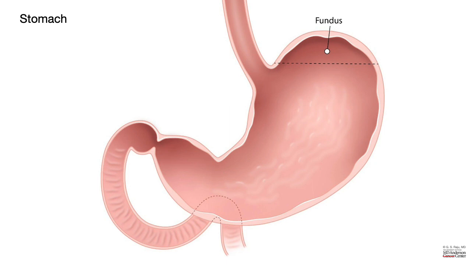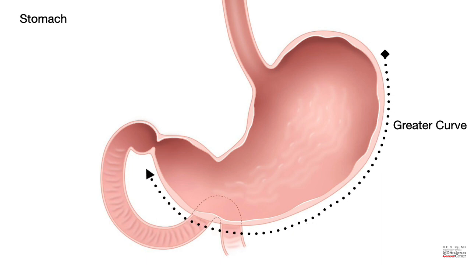And as you come down, you enter the body of the stomach that is bounded on the right side by lesser curve that goes from the GE junction all the way to the pylorus, and on the left side by greater curve of the stomach that goes from the fundus all the way to the pylorus. So the body is bounded on the right side by lesser curve, on the left side by greater curve.